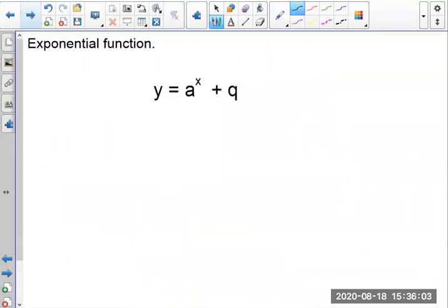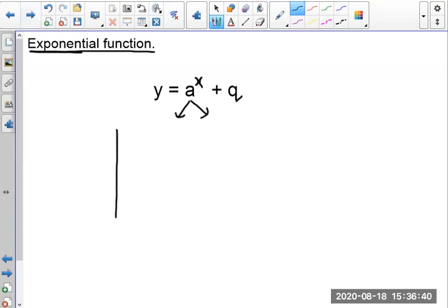Okay, now we go to the exponential function. Y equals a to the x plus q. Now, how do you know it's an exponential function? Exponential function, the x is in the exponent. That's how I remember it. The x is in the exponent. Now I know it's an exponential function. Now again, this a tells me how the graph should look like.